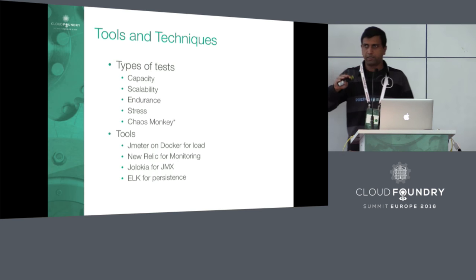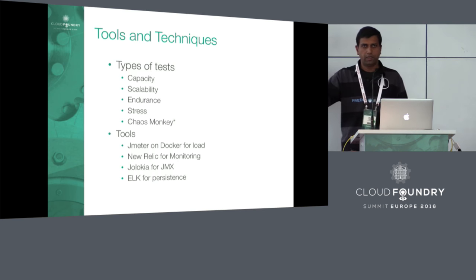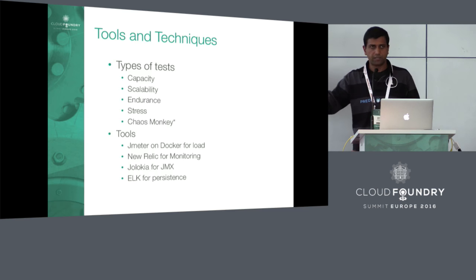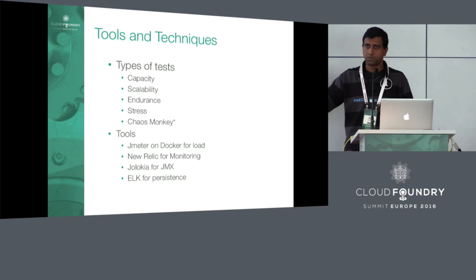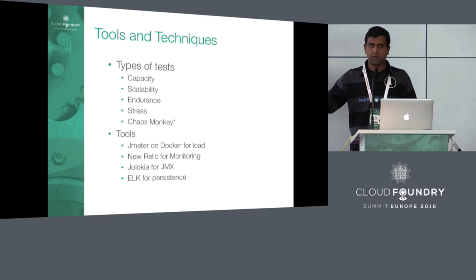And once that's done, then we have a job that kicks off. It's a Docker container, one or many Docker containers, depending on how many instances of JMeter you want to run. And these start pushing load to Cloud Foundry. Once the load testing starts, every app that gets pushed into Cloud Foundry is always bound to New Relic for monitoring purposes, because without it, we're just flying blind.